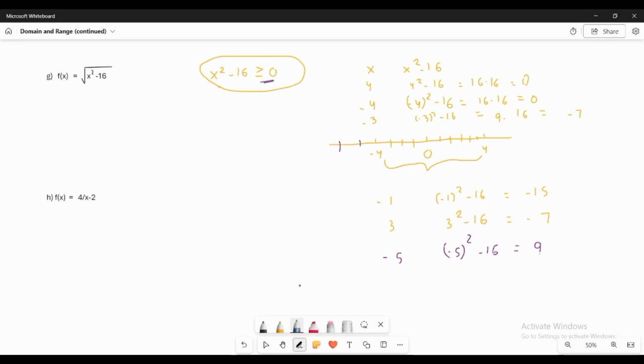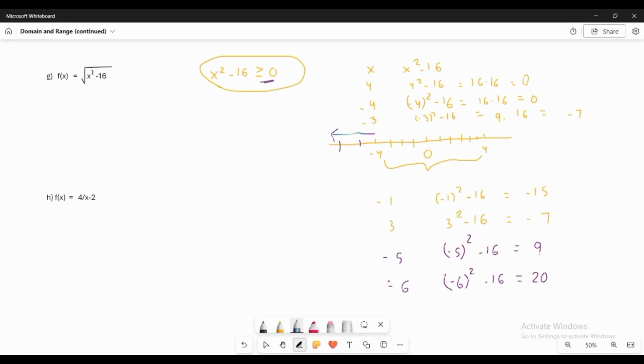It's satisfying the inequality. If we take negative 6, even then we'll get negative 6 squared minus 16. That will be 36 minus 16, that will be 20. So again, this is satisfying the inequality. That means all the values that are less than negative 4 will also satisfy this inequality. That means negative 5, negative 6, negative 100, right?